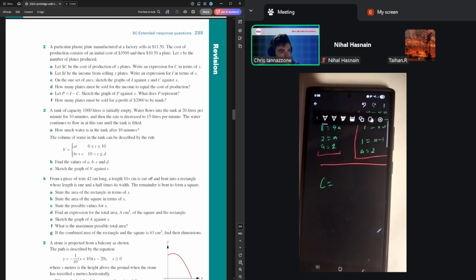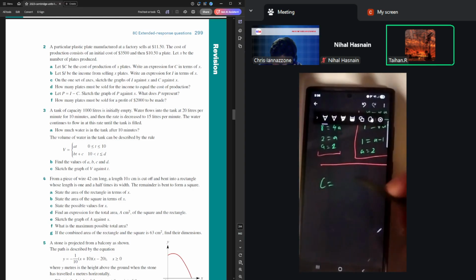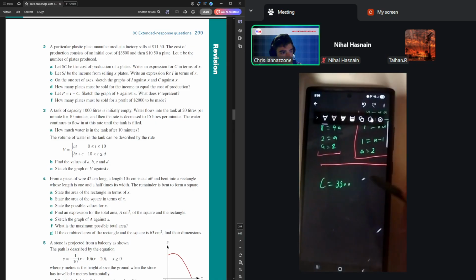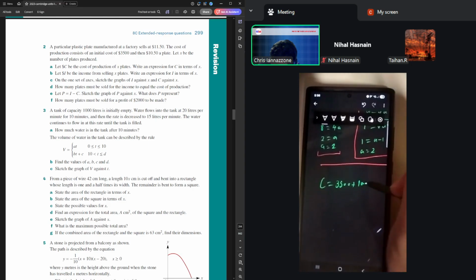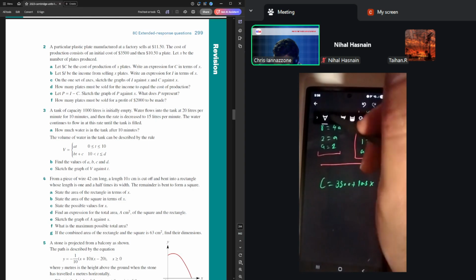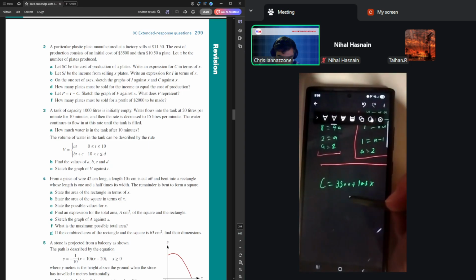Okay, so it would be C equals 3,500 because that's the initial cost. Yep. And then it would just be plus 10.5x. Yeah, 10.5x because C is in dollars. Yes, that should be fine. Exactly as said. So just the cost of having the factory run at all is your 3,500. And then for each plate, which is why that's got the variable X, each plate that you produce adds an additional $10.50 worth of cost.